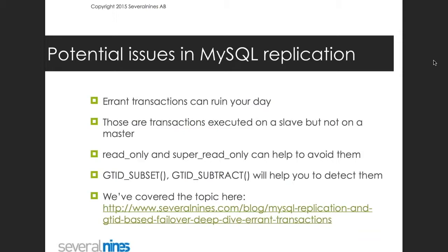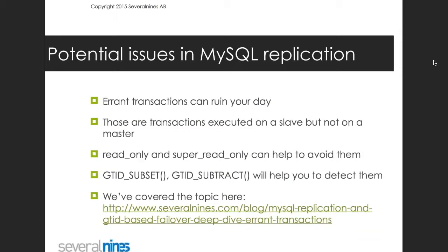GTID_SUBSET and GTID_SUBTRACT are functions which can help you to identify that there is an errant transaction and check which exact event, which exact transaction has been executed on the slave.